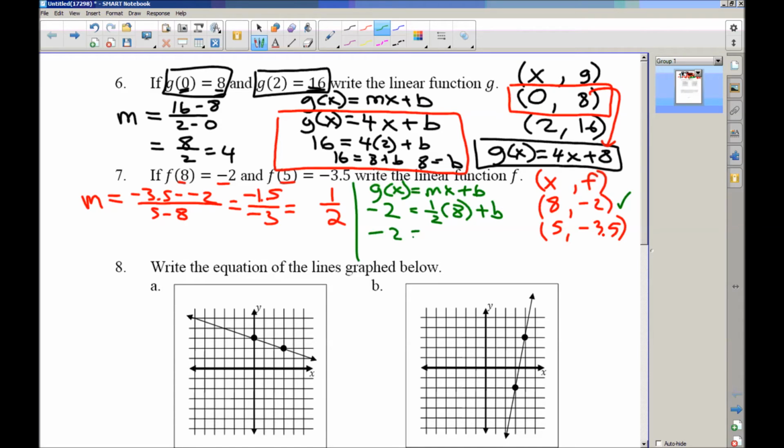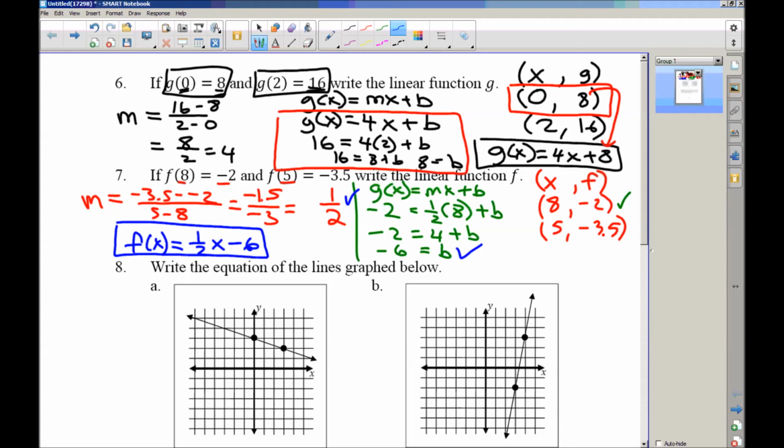So I get -2 equals 4 plus b, and then I'll subtract 4 from both sides to get b being -6. So now we're ready for our final answer. We can construct our final answer using the slope and the y-intercept in this case. So it's going to be f of x equals our slope of 1/2 times x minus 6. That's our y-intercept, -6.